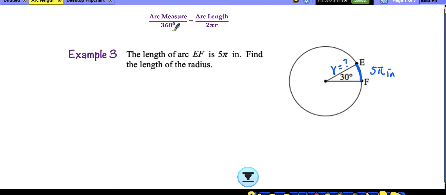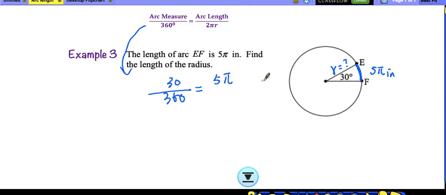So let's set up a ratio first. This one says arc measure, meaning central angle, over 360, and on the other side we just plug in the value. In order to use one here, first we need to find out what the arc measure or central angle is, which is already given, 30 over 360. The other side is arc length. In this case, we already know the arc length, which is 5 pi. So you may wonder, how do I plug in? We just plug in the whole thing, 5 pi.